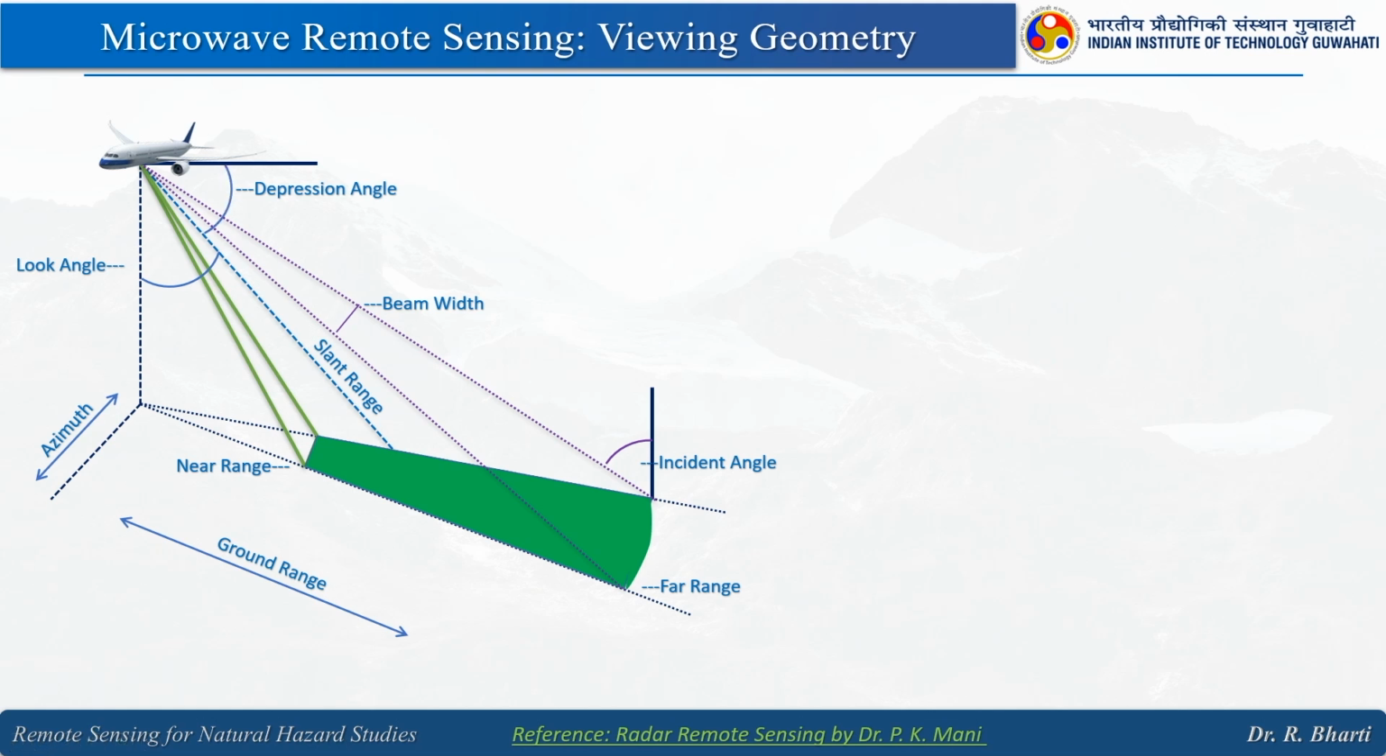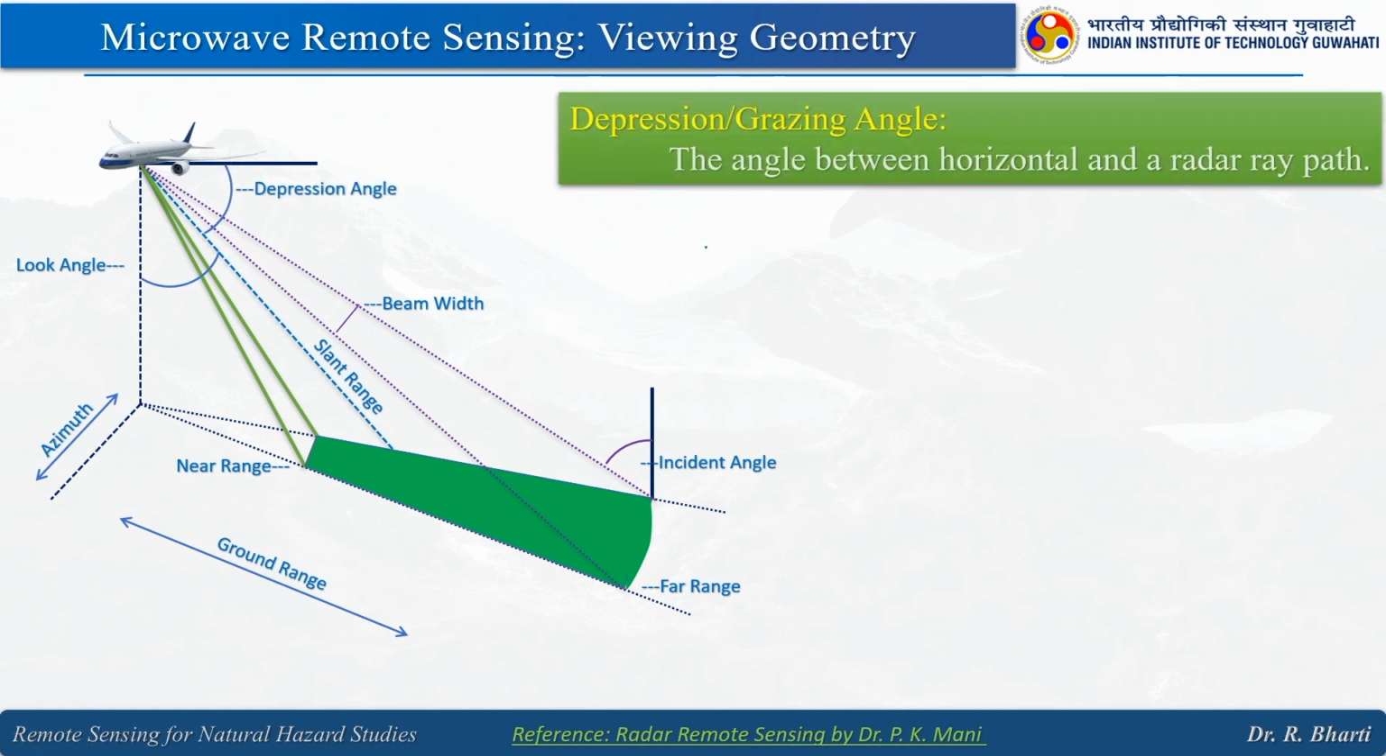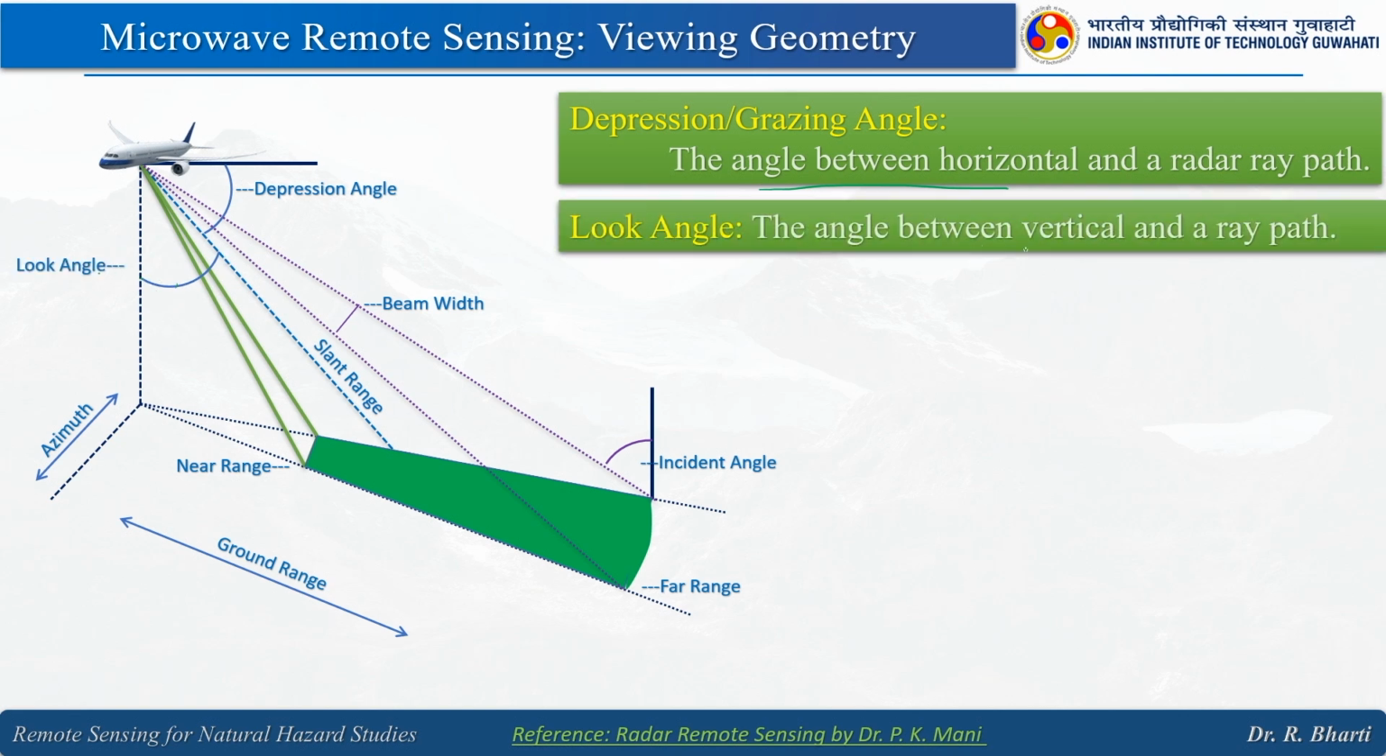The first one is the depression angle, right. You see the angle between the horizontal and a radar ray path. So, this is the depression angle and this is the radar ray path, right. I hope you remember the previous slides. Then you have the look angle, you see it is getting highlighted here, be careful with this slide. It is with respect to nadir: the angle between the vertical and a ray path, right.